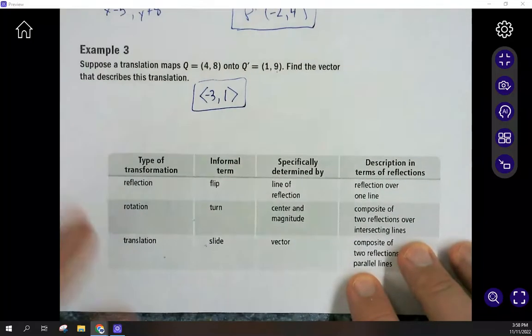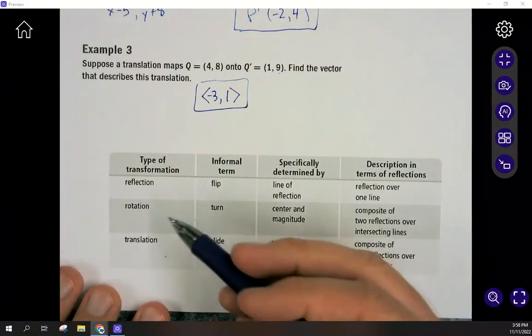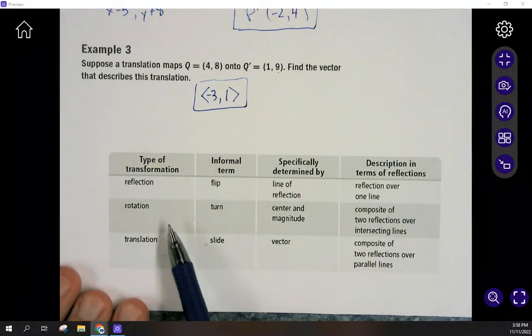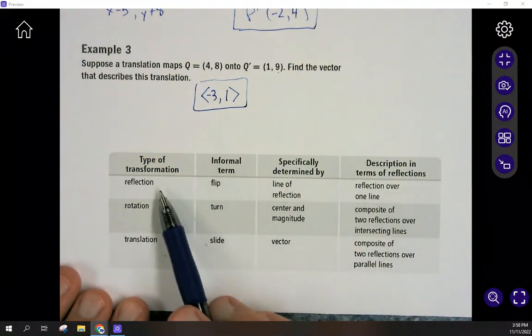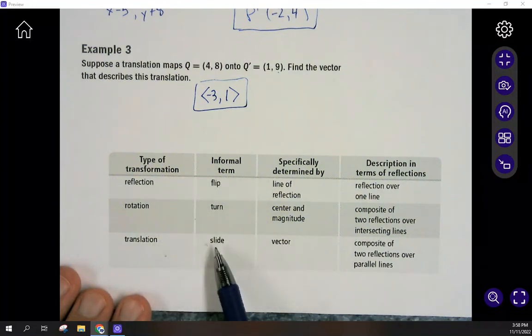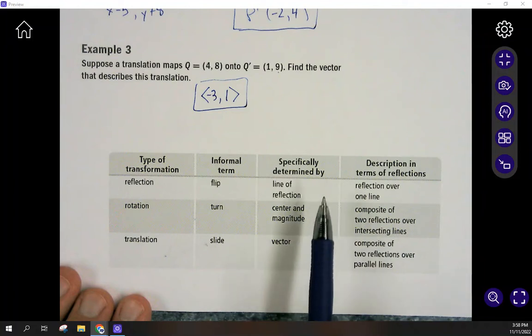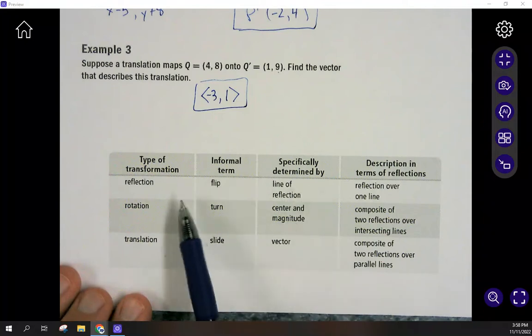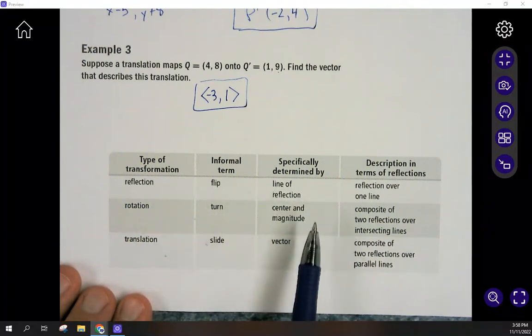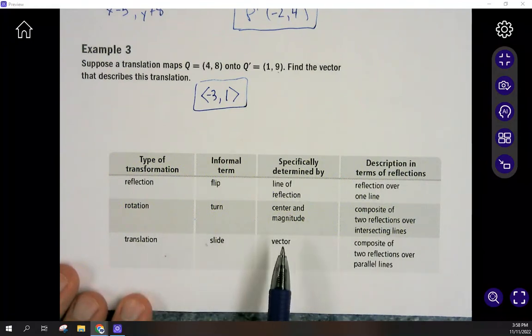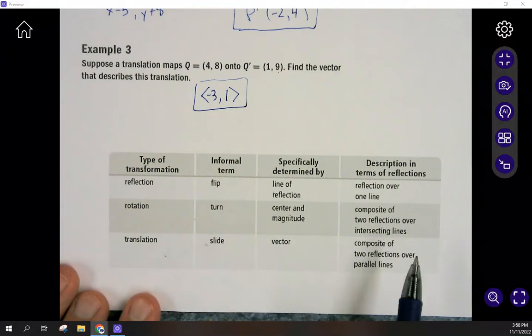So to kind of wrap this up, we've now looked at 3 different types of transformations here in this chapter: reflections, rotations, and translations. So a reflection is like when we flip it, a rotation, we turn it, and a translation, we slide it. And a reflection is determined by wherever the line of reflection is, right? You flip it around over that line. A rotation is determined by a center and then how many degrees it's going to turn around it. And a translation, again, is a slide, and the vector tells us the direction and the magnitude.